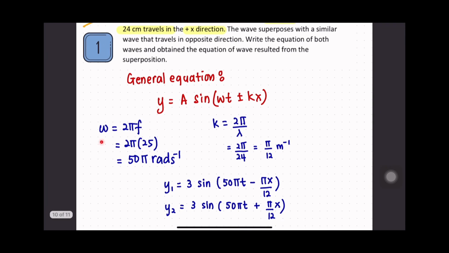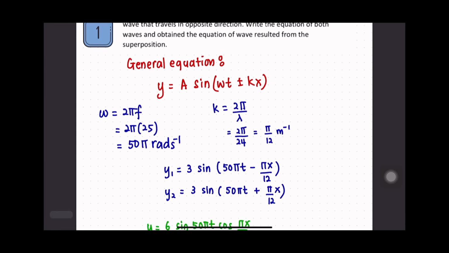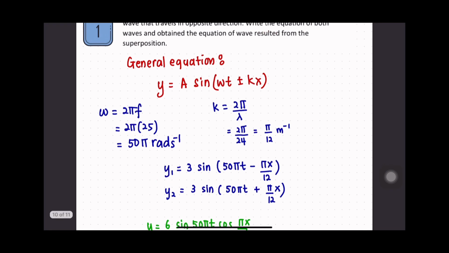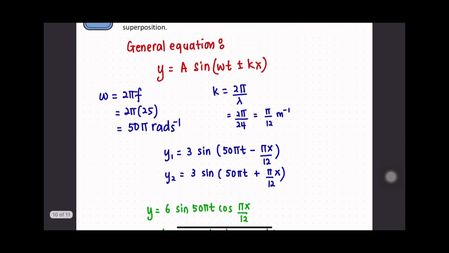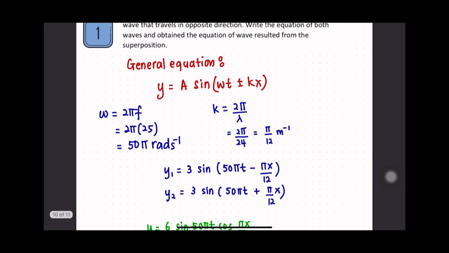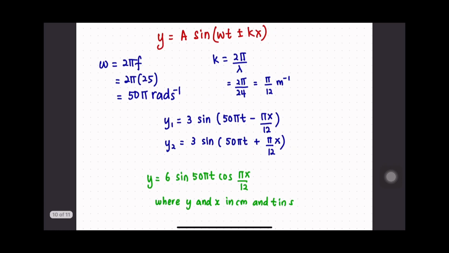So kita tahulah omega cari, wave number pun kena cari. And then kita dapatlah equation of the progressive wave. So satu adalah positif, satu lagi negatif sebab dia nak write the equation of both waves. Okay, so dah dapat yang ni, and then dia suruh cari juga equation of resultant from the superposition. Resultant means y1 plus dengan y2. So kita akan dapat equation 6, means that 3 times 2 is 6 sin omega t. So salin je, omega is 50 pi darab dengan t and cos kx, where y and x in cm and t in second. Direct je.